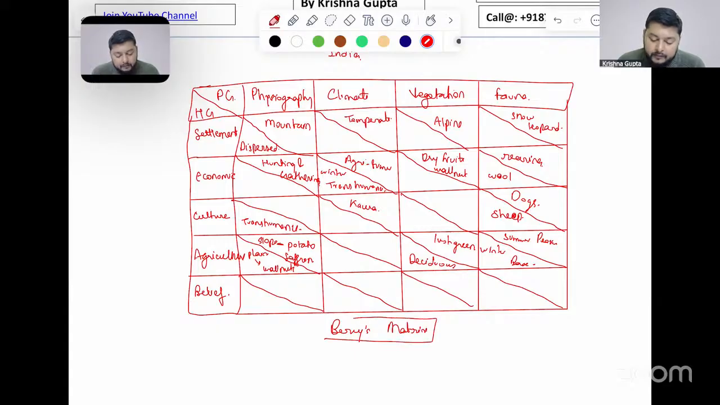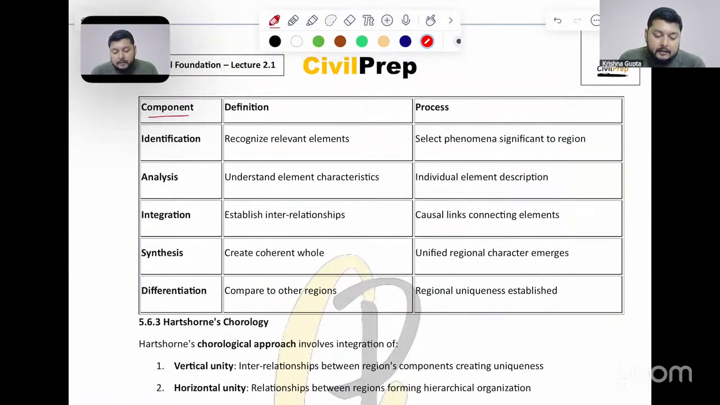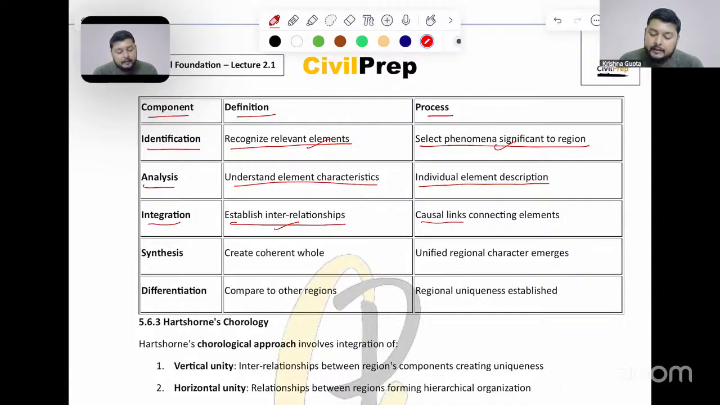This became a core of the regional synthesis, where we were able to identify the physical aspect and the human aspect, and integrate both of them in a single matrix. Components, if we look at definition and processes: identification, recognize the relevant elements, select phenomena significant to a region; then analysis, understand element characteristics, individual element description; integration, establish interrelationship, then causal links connecting the elements; synthesis, create a coherent whole, and unified regional character merges here; differentiation, compared to other regions, regional uniqueness is established here.